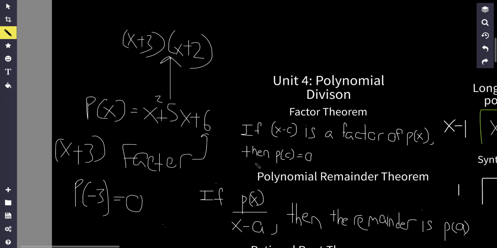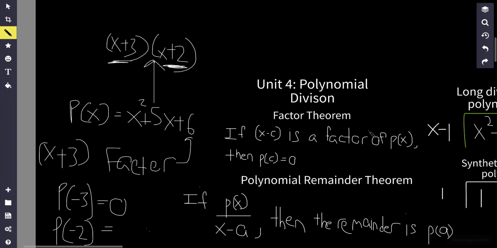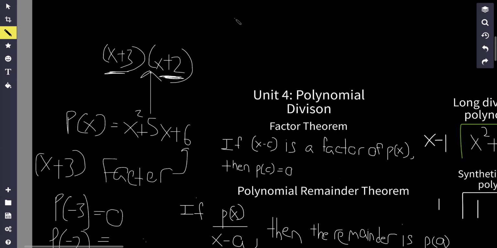Okay? So the factor theorem kind of makes sense because, in this example, I can just factor it. I can also plug in p of -2, right? x squared plus 5x plus 6 has two factors: x plus 3 and x plus 2. So if I plug in p of -3, the negative of this number, I'm going to get 0, because this makes it 0, and 0 times whatever this is is 0. And if I plug in p of -2, -2 plus 2 gives me 0, and 0 times whatever this is is 0, right?